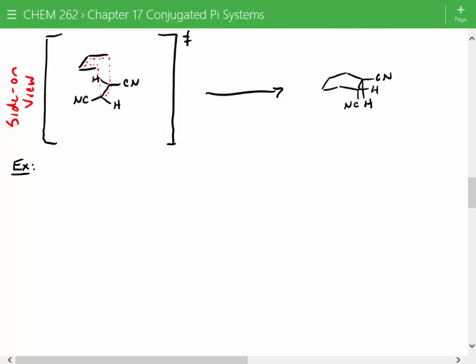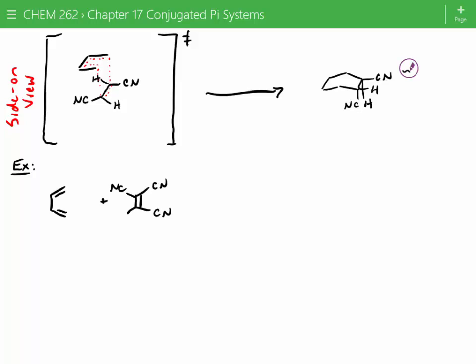Thank you, though. All right, so let's take this diene. This is our last example for this sort of stuff. And this time we're going to have a tetra-substituted alkene as our dienophile. What will our product look like?